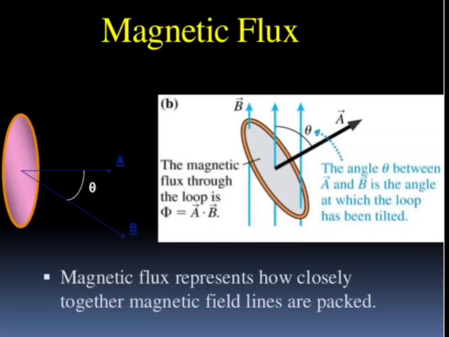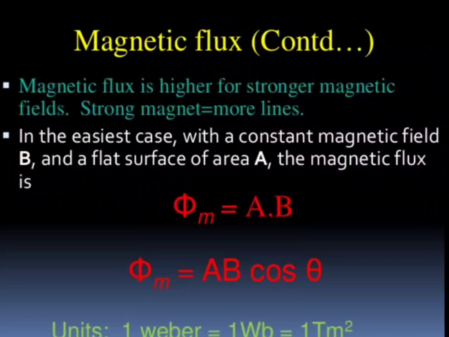Now the relation between magnetic flux and the magnetic flux density B is expressed as phi is equal to A bar dot B bar. Here A is the area of the plane and B is the magnetic flux density. Theta is the angle between the area and the magnetic flux density. If the magnetic flux is more, it indicates the magnetic field is strong. That means a strong magnet consists of more lines of flux.